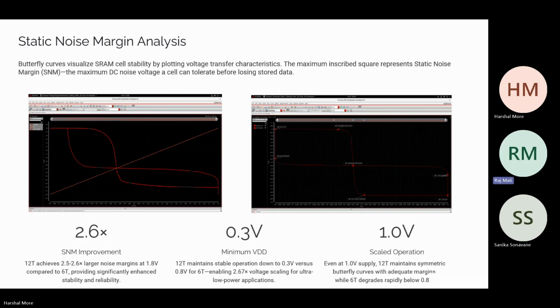Thank you, Sanika, for your insightful information. 12T SRAM gives 2.6 times more static noise margin improvement compared to the 6T SRAM, at lower read and write voltages, and it scales up to 1 volt. Even at 1 volt, 12T SRAM maintains symmetric butterfly curves as seen in the slide.